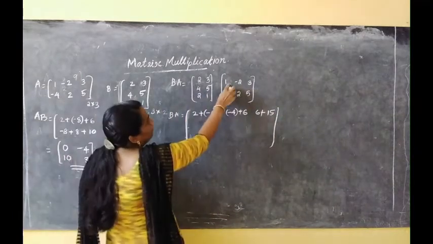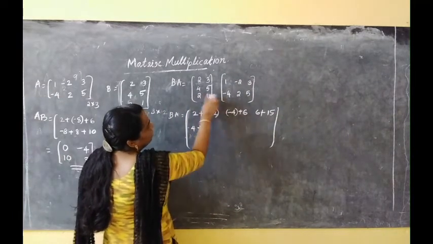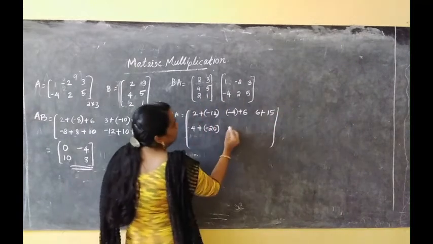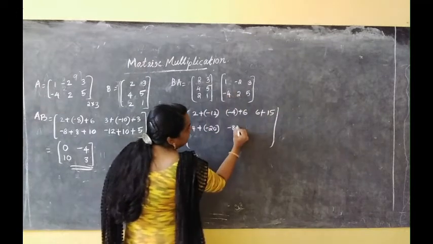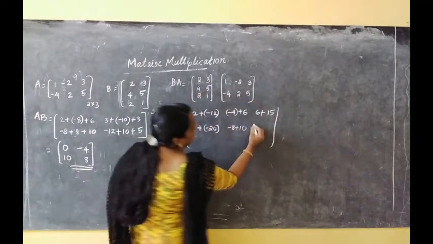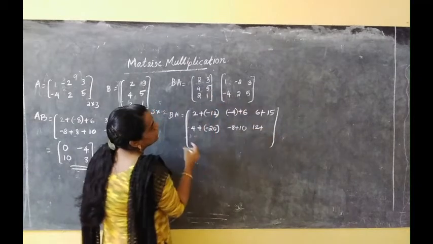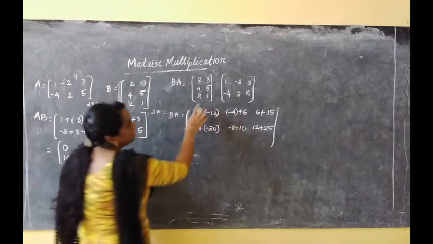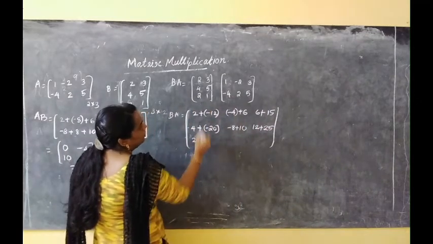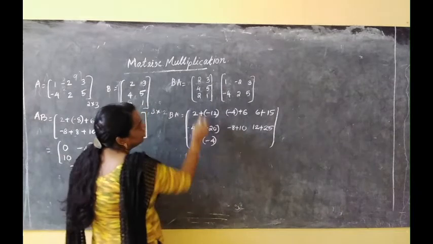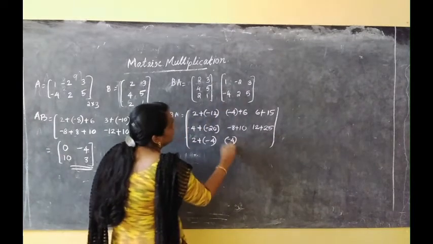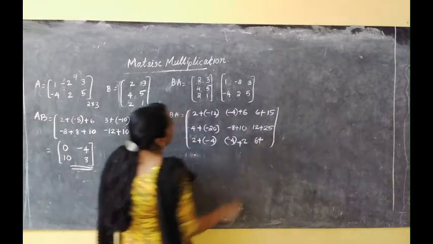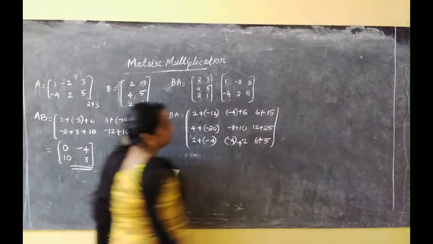Then second row: 4 into 1, 4. Plus 5 into minus 4, minus 20. Then minus 8. Plus 10. Then 4 into 3, 12. Plus 5 into 5, 25. Next, 2 into 1, 2. Plus 1 into minus 4, minus 4. Then 2 into minus 2, minus 4. Plus 1 into 2, 2. 2 into 3, 6. Plus 1 into 5, 5.